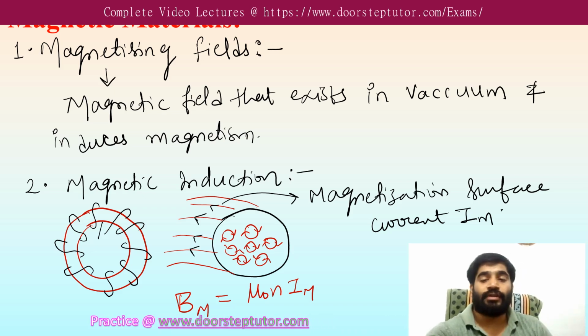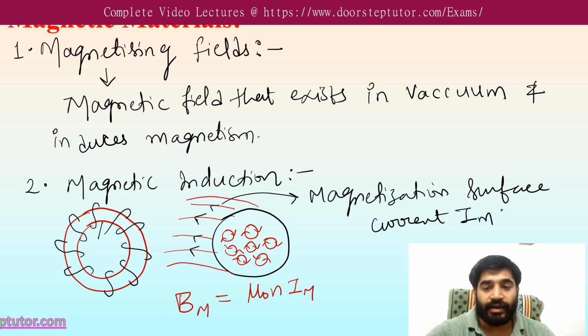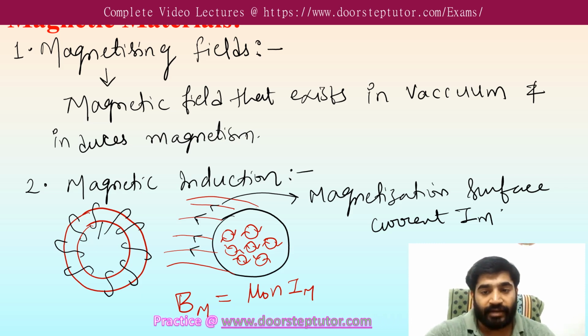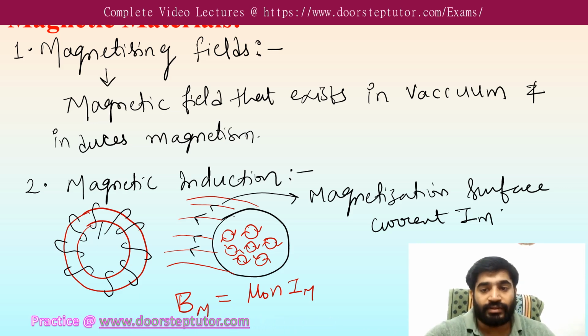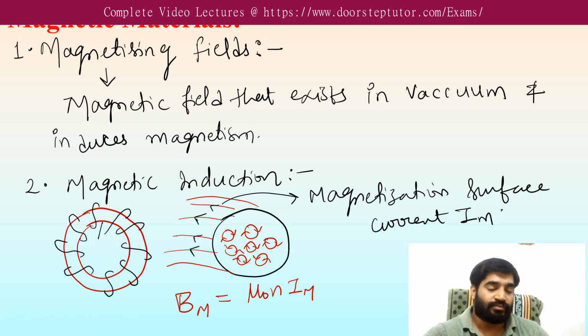So what actually is magnetic induction? Magnetic induction is defined as the total number of magnetic lines of force crossing per unit area normally through a material. All in all, this magnetic field B is the total magnetic field inside the magnetic material, which is the sum of the external magnetic field and the additional magnetic field produced due to the magnetization of the material. This is what we call magnetic induction.